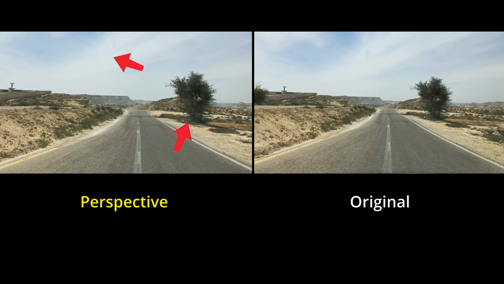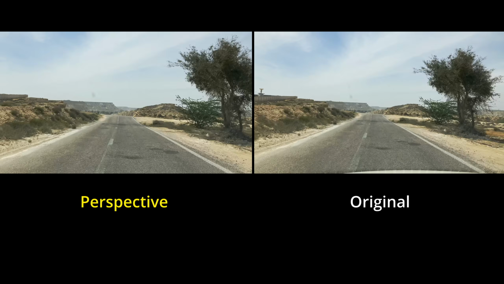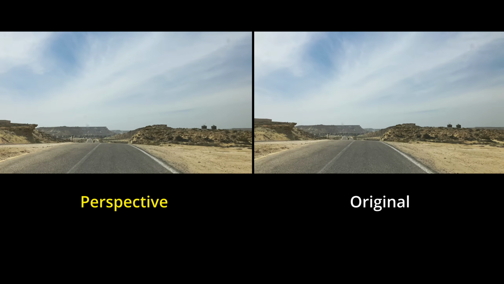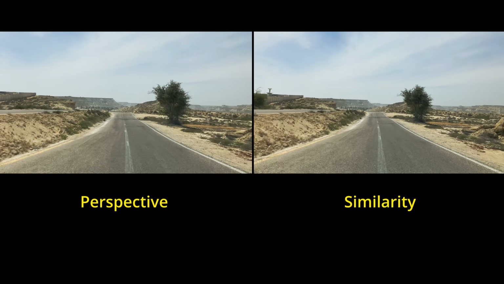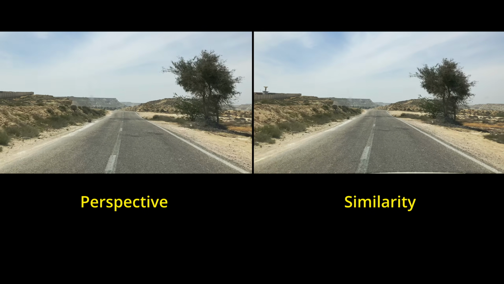As you can see, here the tree and the sky are strangely shaking and waving. But in similarity mode, this problem does not exist.